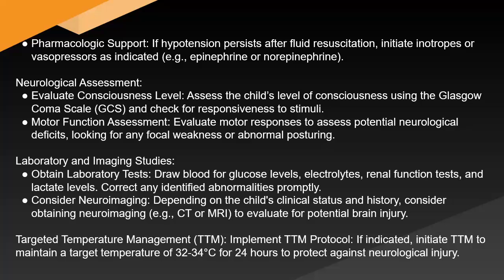Laboratory and imaging studies. Obtain laboratory tests. Draw blood for glucose levels, electrolytes, renal function tests, and lactate levels. Correct any identified abnormalities promptly. Consider neuroimaging. Depending on the child's clinical status and history, consider obtaining neuroimaging, e.g., CT, MRI, to evaluate for potential brain injury. Targeted temperature management, TTM. Implement TTM protocol. If indicated, initiate TTM to maintain a target temperature of 32-34 for 24 hours to protect against neurological injury.